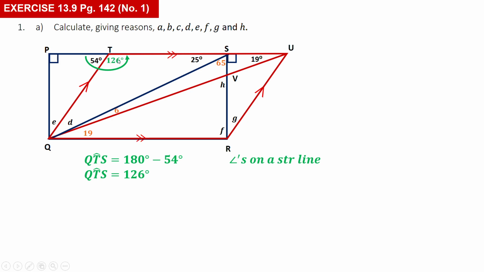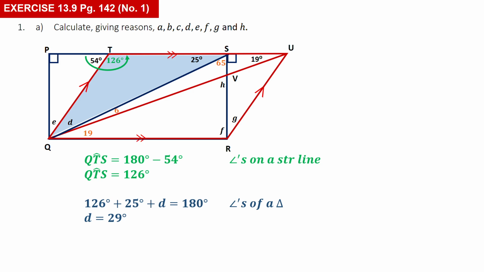And then from there, because I had that angle, I could work in this triangle using angles in a triangle. Angles in a triangle add up to 180 degrees, so 126 plus 25 plus D is equal to 180 degrees. Angles in a triangle. So that means that D is equal to 180 minus 25 minus 126, which is 29 degrees. Okay, so I can go and fill that in.